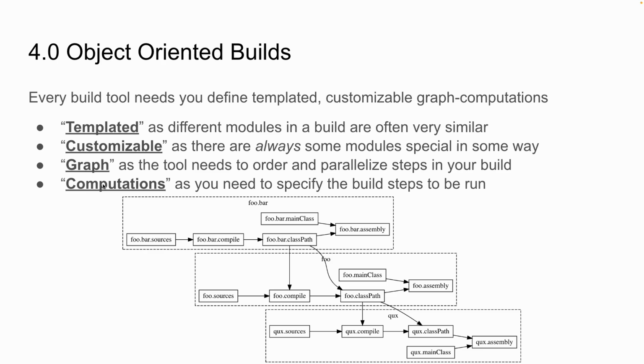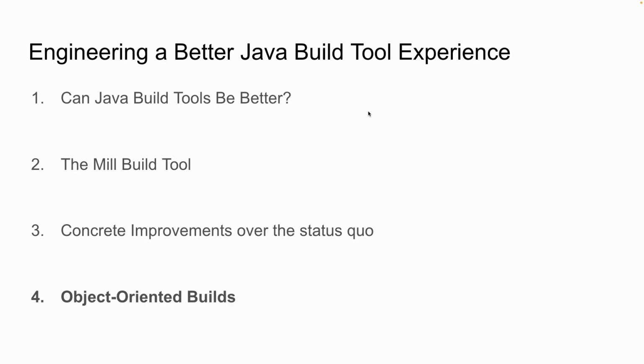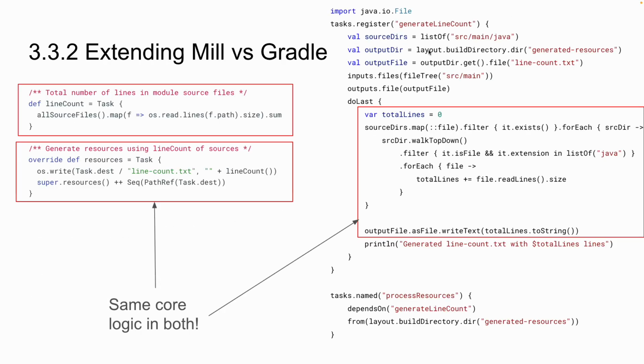We actually need to have someone calling the Java compiler or creating the zip file using the Java NIO zip file system or whatever. So if you think about it, trying to define an API to have templated customizable graph computations can easily be very complicated. A naive API will look exactly like what we have in Gradle, where we have a computation and a bunch of graph wiring up here, like input files, output files, depends on, to wire up the customizable graph with a computation we have here in the middle.